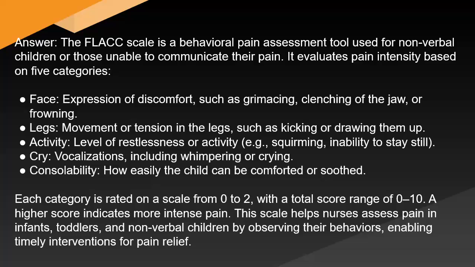pain. It evaluates pain intensity based on 5 categories: face, expression of discomfort such as grimacing, clenching of the jaw or frowning; legs, movement or tension in the legs such as kicking or drawing them up; activity, level of restlessness or activity, squirming, inability to stay still; cry, vocalizations including whimpering or crying; consolability, how easily the child can be comforted or soothed. Each category is rated on a scale from 0 to 2 with a total score range of 0 to 10. A higher score indicates more intense pain.